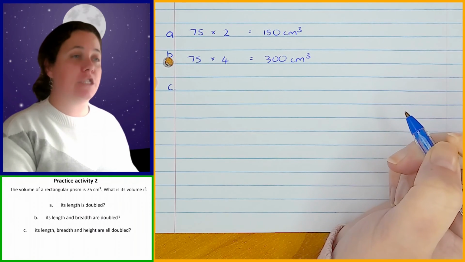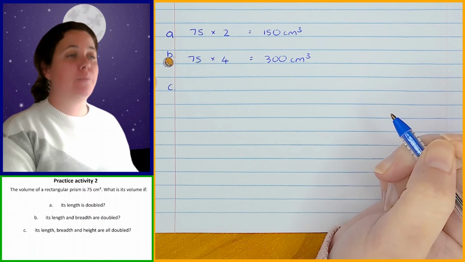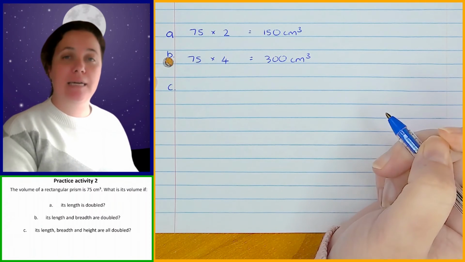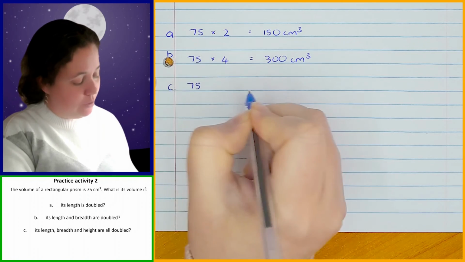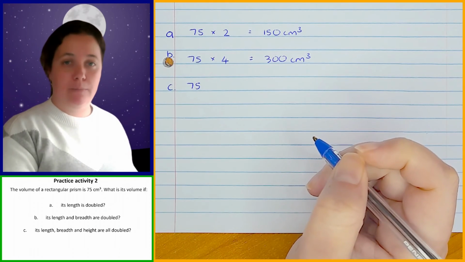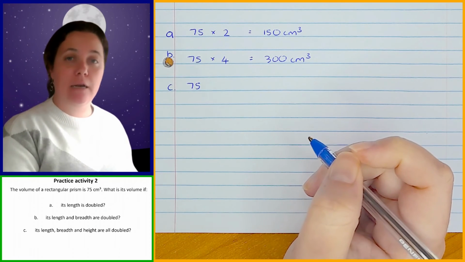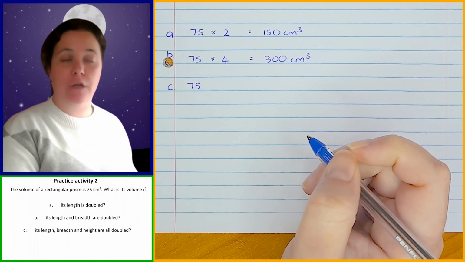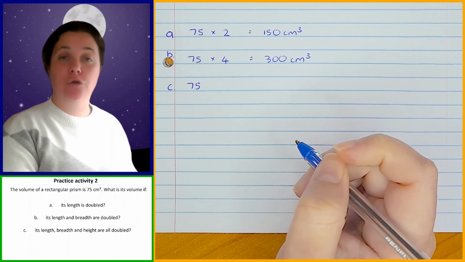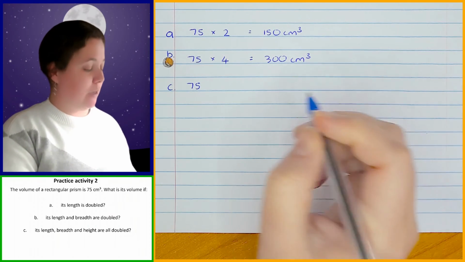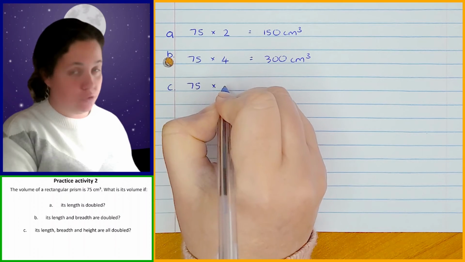And then the last question is, what will the volume be if its length, breadth, and height are all doubled? So I've got 75 that I'm starting with, and now I'm doubling for the length, and then I'm doubling again for the breadth, and I'm doubling again for the height. So this time I'm multiplying by 2 times 2 times 2, or I'm multiplying by 2 cubed, or I'm multiplying by 8, which is the same as 2 cubed.